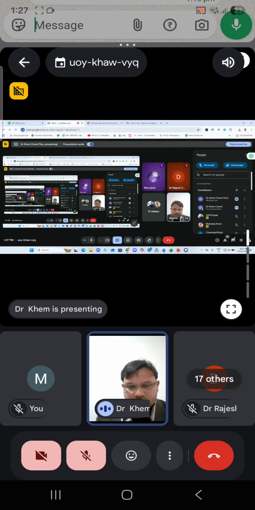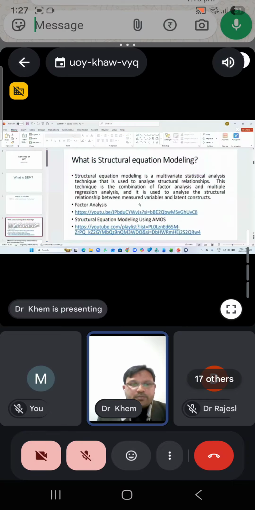So I go back to my screen. The most important thing comes here before discussing this. When we talk about our data set, we have different kinds of things.